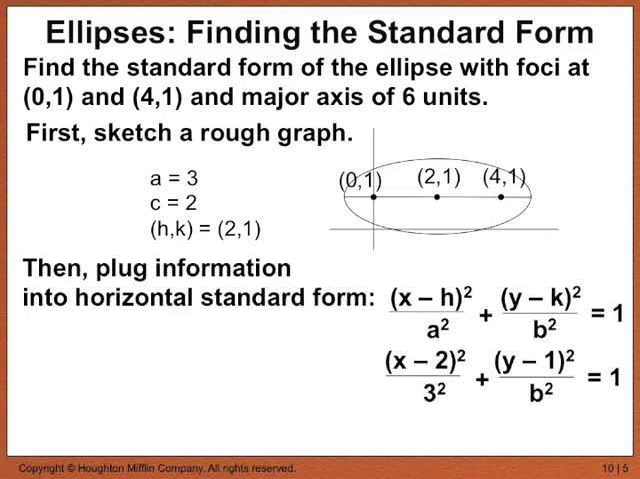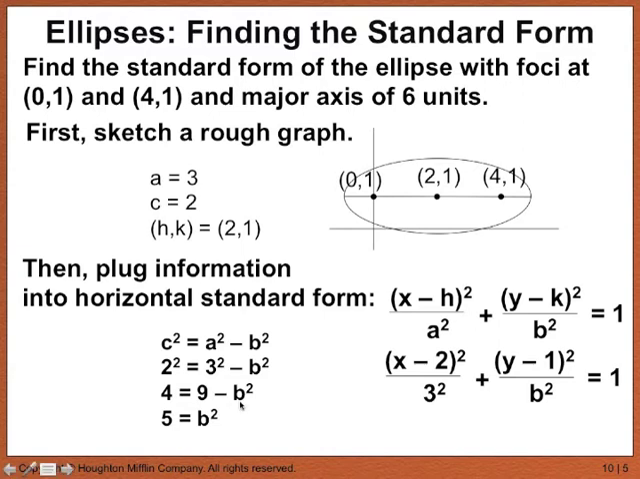Okay, so to find B, we use that very important relationship that we saw in the diagrams. C squared equals A squared minus B squared. I can fill in my C, that's 2. I fill in my A, that's 3. And I need to find B squared, so now I just evaluate.